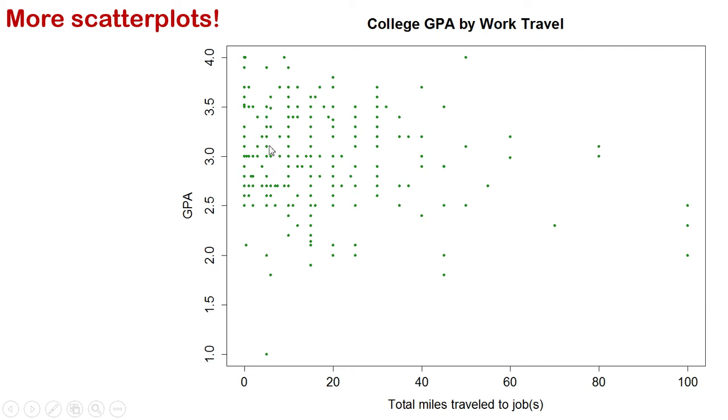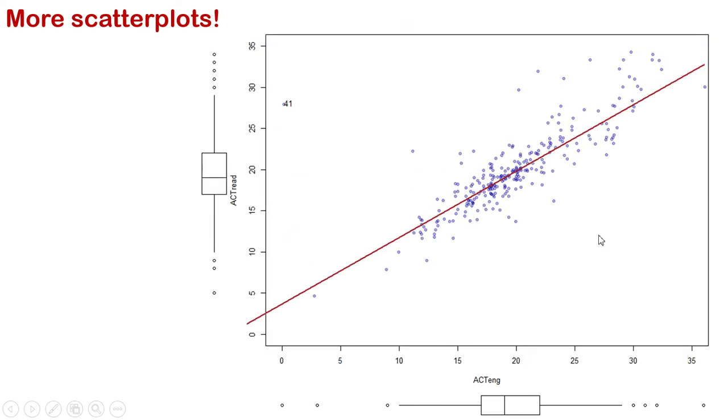So maybe they don't have jobs, or maybe they're work studies on campus, or TAs for professors or something. That's good for your GPA in general. In general, there seems to be a hit to your GPA if you're traveling 100 miles a week to your jobs, like you're constantly commuting from one job to another. That's not so great. But it's a messy relationship. It's a negative association, but it's not a really strong negative association.